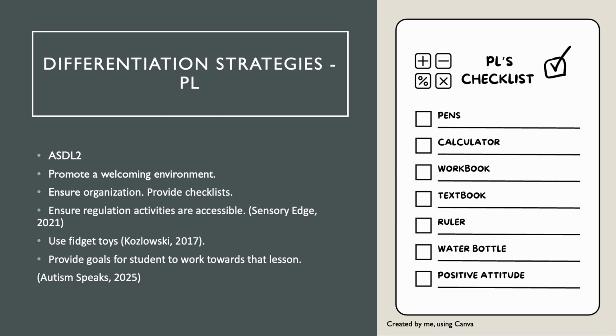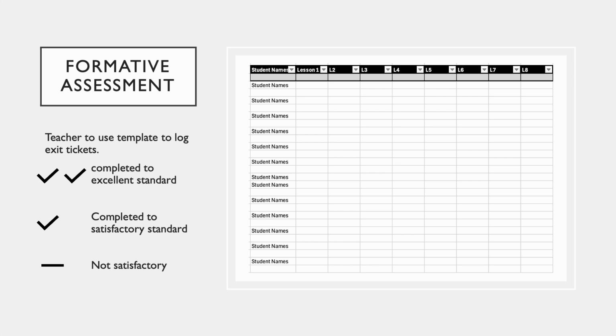I would check in with the student at the beginning of the you do part of the lesson to provide them with a goal for their lesson. I would write the questions they need to complete at the top of their checklist for their exit ticket. These would be questions 2 to 4 from the exercise only.